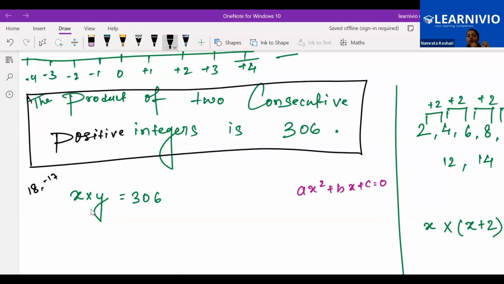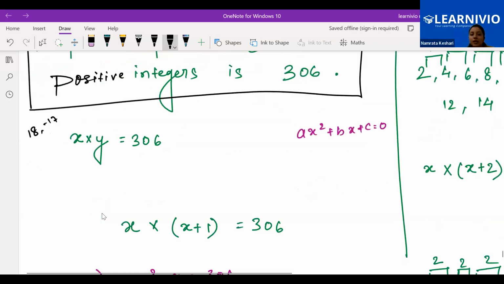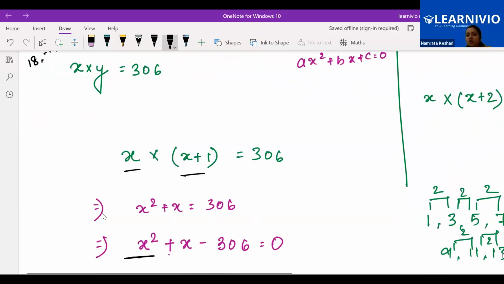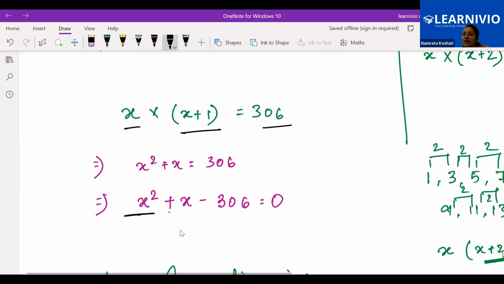That's why we need to apply logic about the pattern of the integers. Positive consecutive integers sit at a gap of 1. So if one integer is x, the other integer will be x plus 1. That's what we have taken: x into x plus 1 is equals to 306. We transposed 306 to this side and applied the distributive property, and then we split the middle term. x square plus x minus 306 is equals to 0.